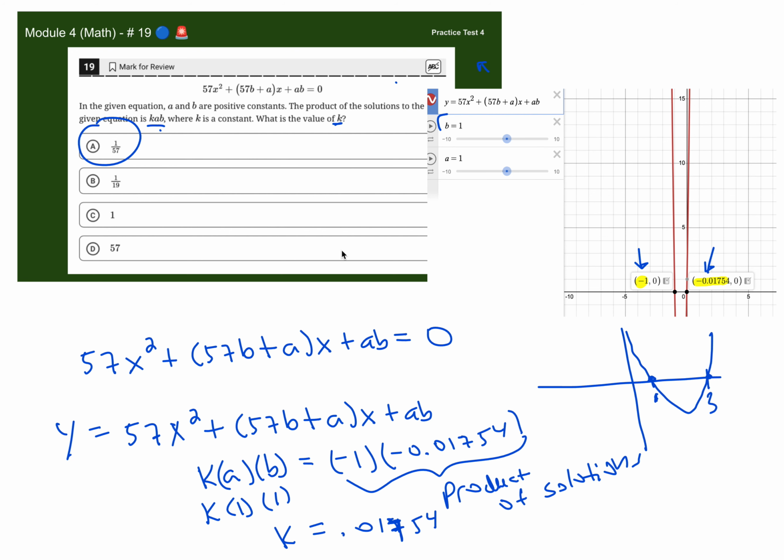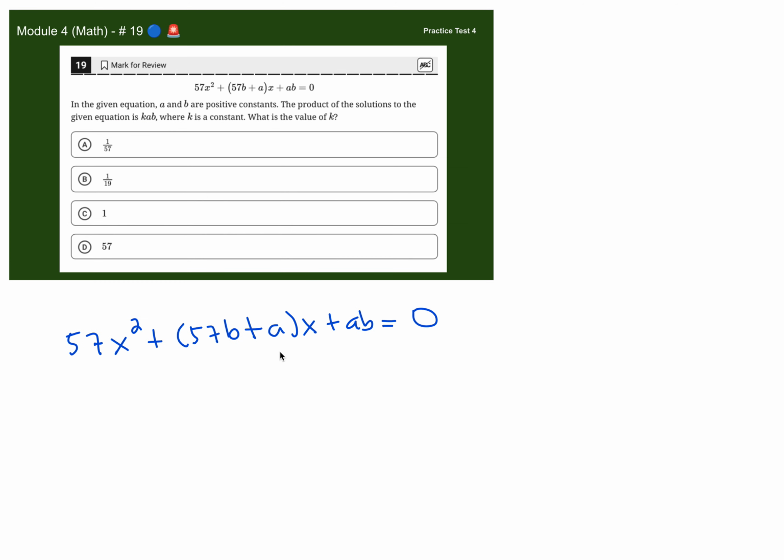Okay, so the key thing to remember is solutions. When you see the word solutions right here, think x-intercepts. Okay, so now let's solve this problem using algebra. So here we are. I just copied this down and I have it set equal to 0. So remember, all of this is y. So when you have y set equal to 0, you're finding the x-intercepts.